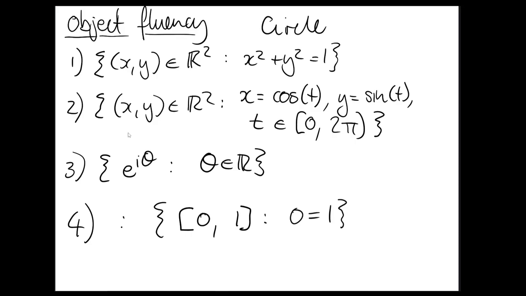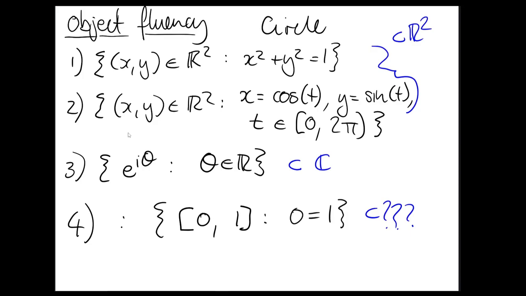These are quite radically different ways of expressing a circle, and they have quite radically different properties as well. So these first two are both subsets of the real plane, so the real line across the real line. This third one is a subset of the complex plane. And this fourth one doesn't live anywhere. There's no ambient space that it exists in.